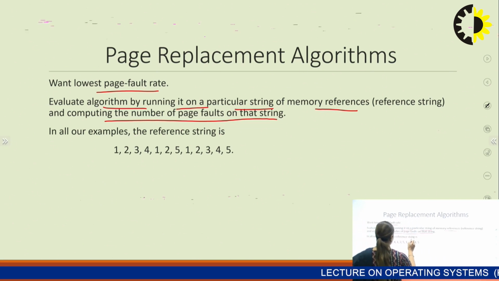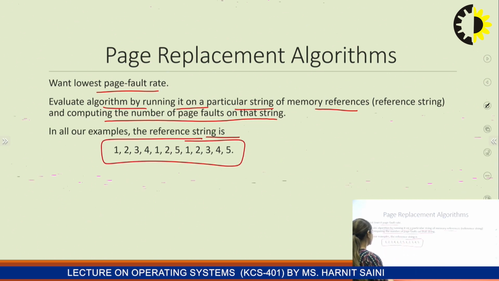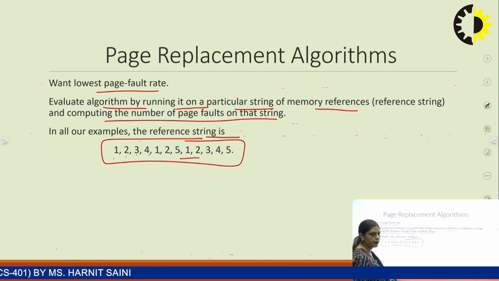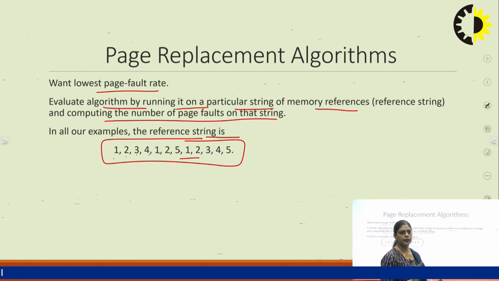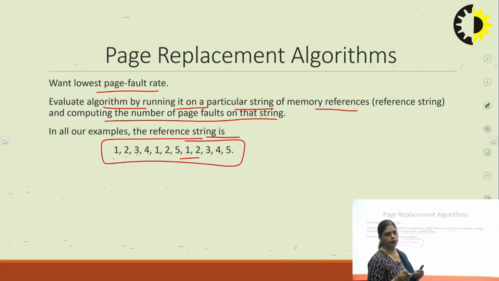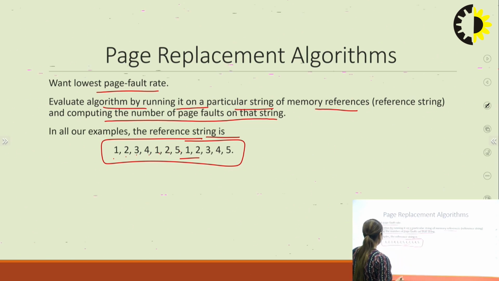In our example, the reference string which we are using is this one. Means 1, 2, 3, 4, 1, 2, 5. These are the memory addresses, which are being reduced to one digit so that you have a proper understanding of the algorithm and do not get confused with long memory addresses. So the memory address is being reduced to a compact 1 or 2 digits to make the concept clear, right?